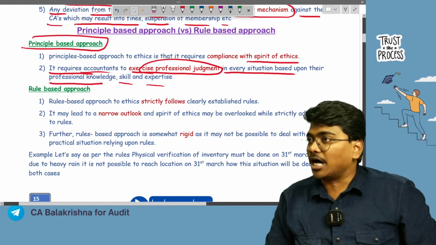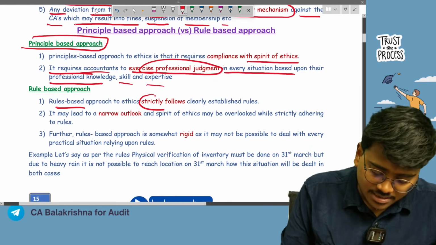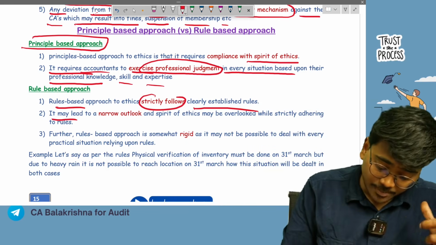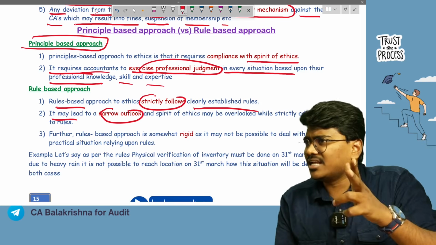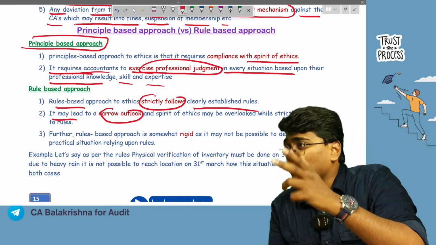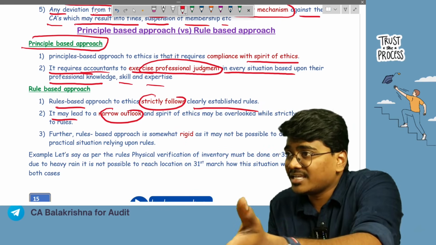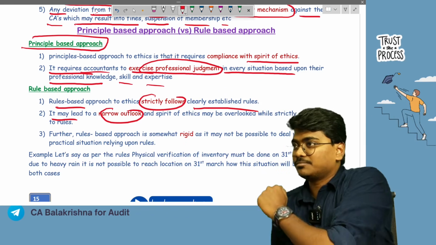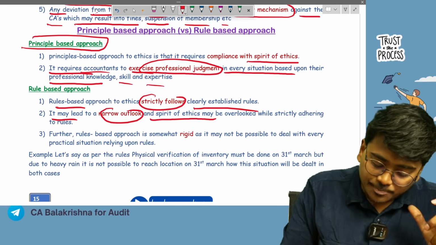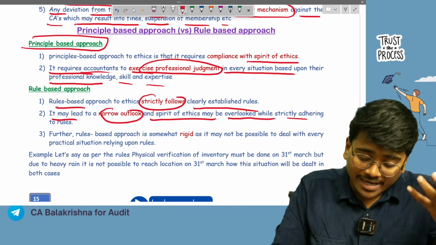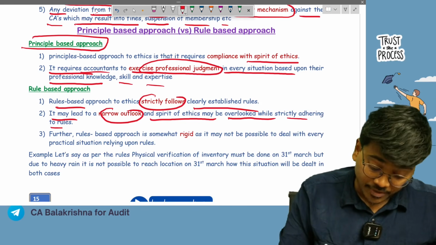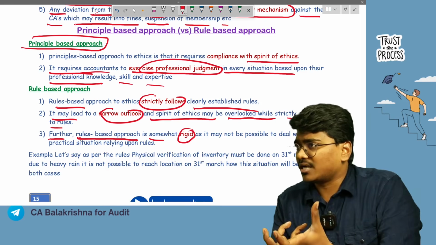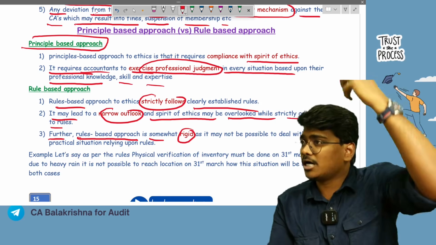Next, rule based approach. Rule based approach to ethics strictly follows clearly established rules, and it may lead to a narrow outlook. Here there is not much scope for you to understand the underlying intention of the rule. You will just follow whatever the rule is, and the spirit of ethics may be overlooked while strictly adhering to the rules. Further, rule based approach is something rigid. This is not flexible, right? Rule based approach is not flexible when compared to the principle based approach.